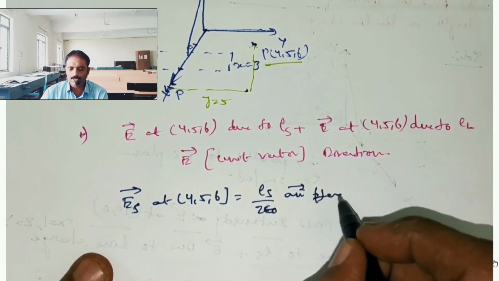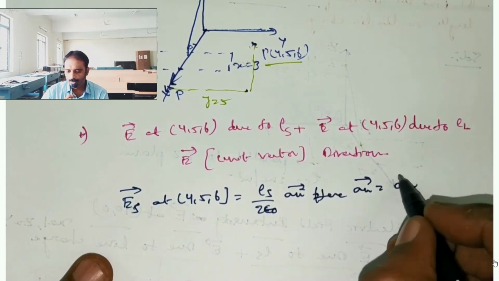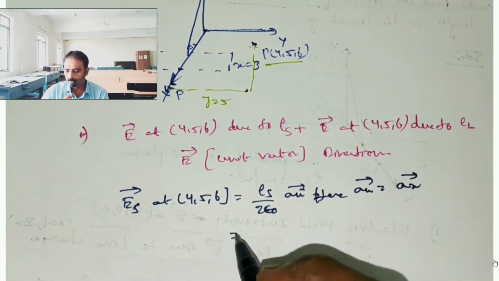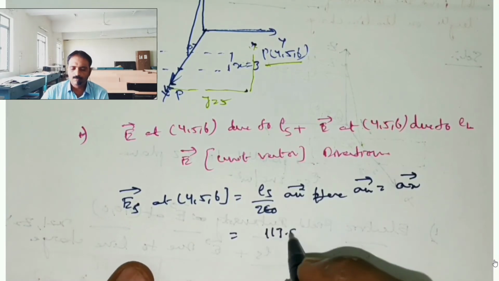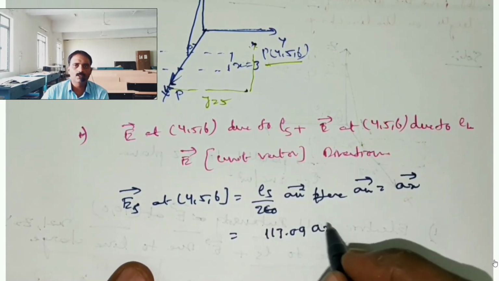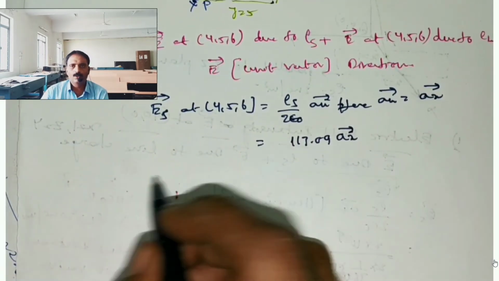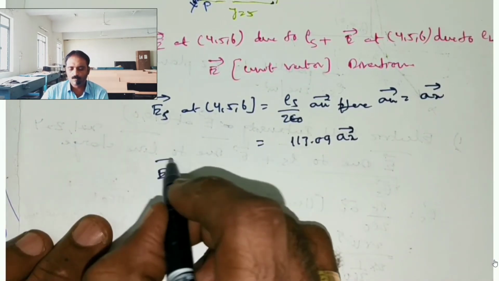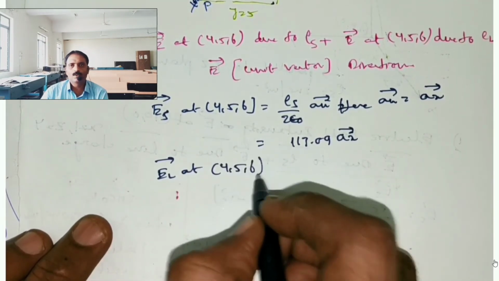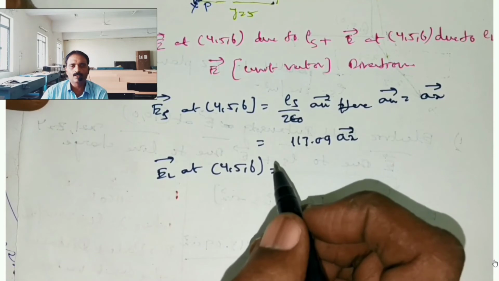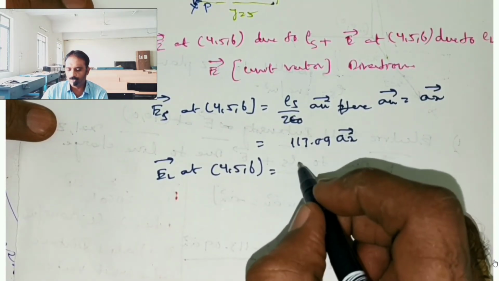which gives the magnitude. Substitute the value of rho s here, which is given in the problem. We get 113.09 AX bar. This is the electric field intensity due to the sheet of charge at the point 4, 5, 6. Similarly, let us find out EL bar at 4, 5, 6. That is the electric field intensity due to the line charge at that point 4, 5, 6, which is equal to lambda by 2 pi epsilon naught into R into AR bar.